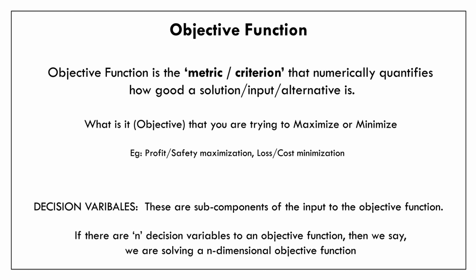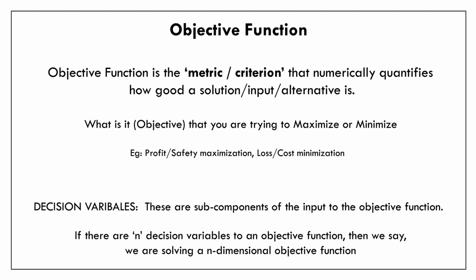Technically, the cost function, or to be more specific, the objective function, is the metric or the criterion which quantifies how good a solution is. The input to this objective function, that is, the solution, comprises different subcomponents, and these subcomponents are called decision variables. The number of decision variables is dependent on the problem.